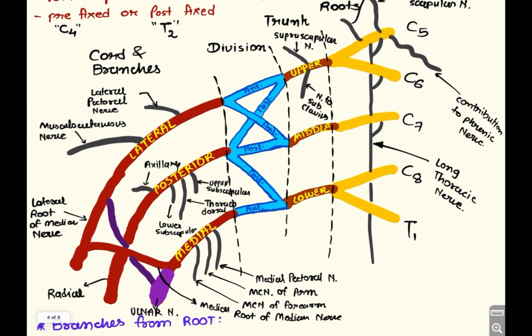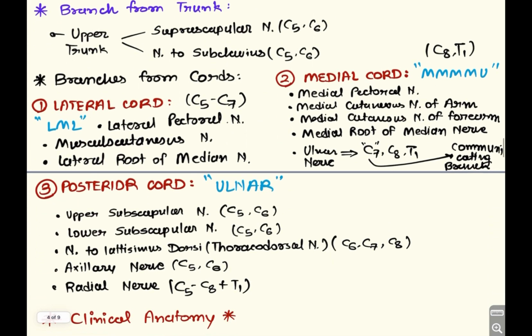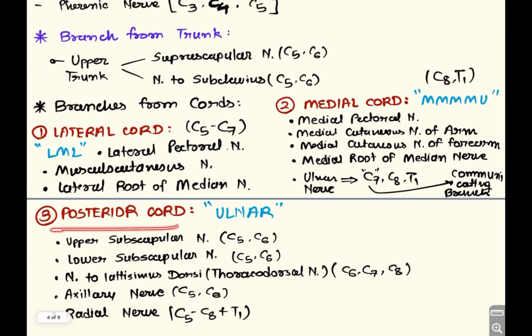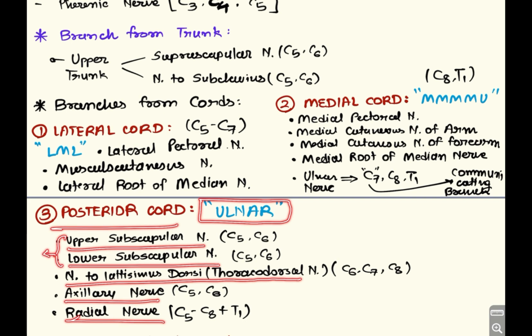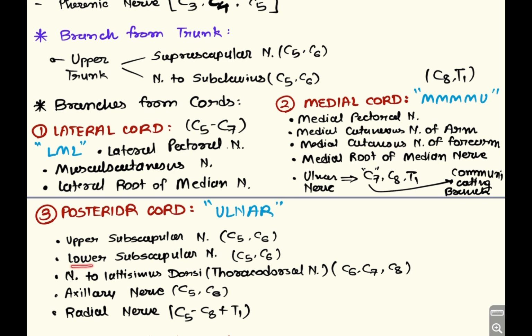These are the branches from the posterior cord. We have the upper subscapular nerve, lower subscapular nerve, axillary nerve, thoracodorsal nerve or nerve to latissimus dorsi, and we have the radial nerve. Okay, let's see. So these are the branches coming from the posterior cord. The mnemonic is ULNAR. Okay, upper subscapular nerve, nerve to latissimus dorsi, lower subscapular nerve, axillary nerve and the radial nerve. Upper and lower subscapular nerve will supply the subscapularis muscle, and lower subscapular nerve in addition will supply the teres major muscle.